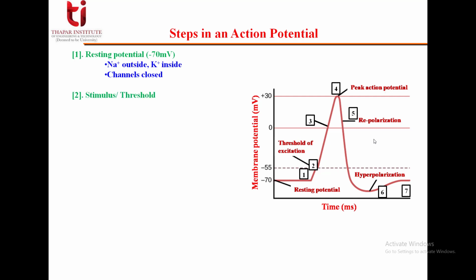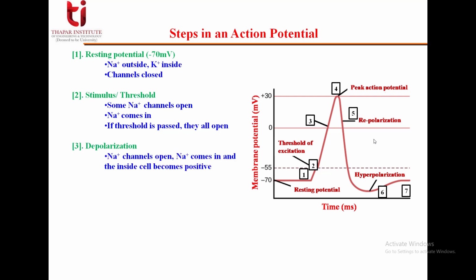Suddenly some stimulus comes, and if all the stimuli are added up, they will cross the threshold, which is shown as, again, minus 55 millivolts typically. Then some of the sodium channels open up. Because of that, sodium comes in, and if the threshold is passed, they all will open, and that triggers the action potential. It also makes the inside of the cell more positive, and that is depolarization. You can see that it is becoming positive, so it is depolarization.